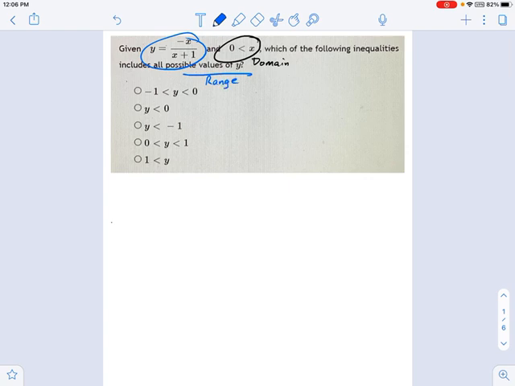So, one method you could use is just graph the function y equals negative x over x plus 1. Now, if you don't remember how to graph rational functions, that's fine. I think there's an easier way.